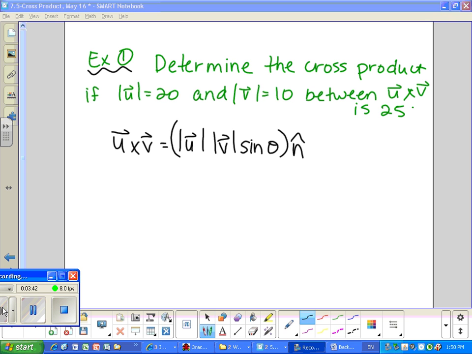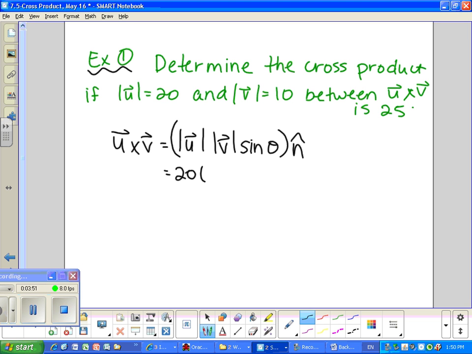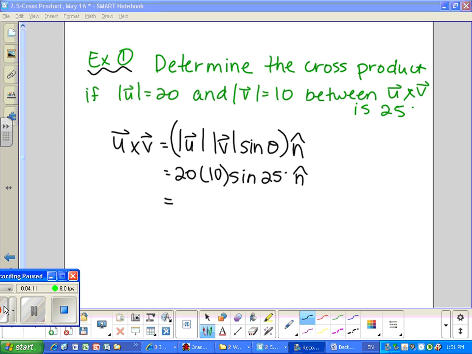So with that given formula, do we know what the magnitude of u is? It's 20. Good. Do we know what the magnitude of v is? Do we know what theta is? 25. Do we know what the normal is? What the n is? We do not. So we just write it at the end. We are not given enough information here to solve for n, so the n will just stay there. This is a shout out to Brandon. So that's the answer for that.